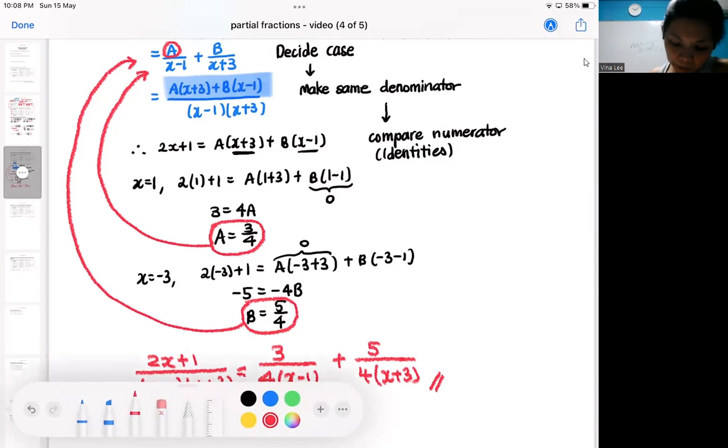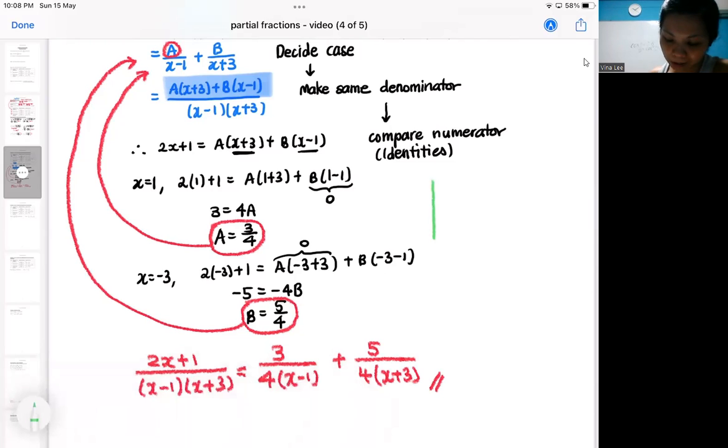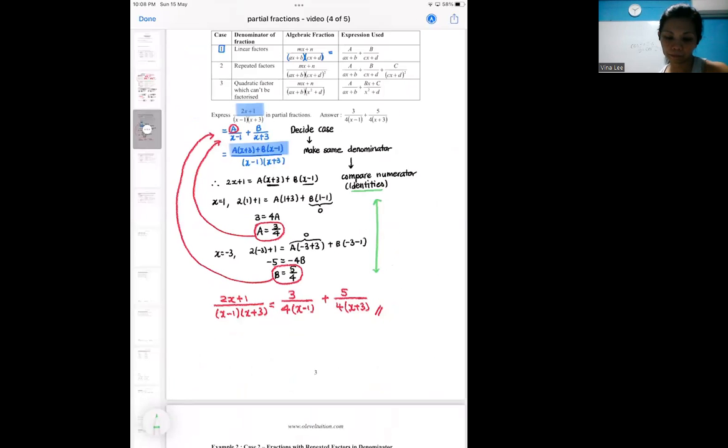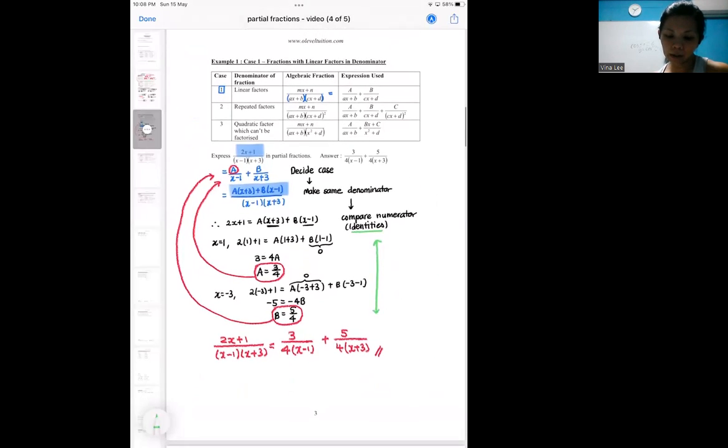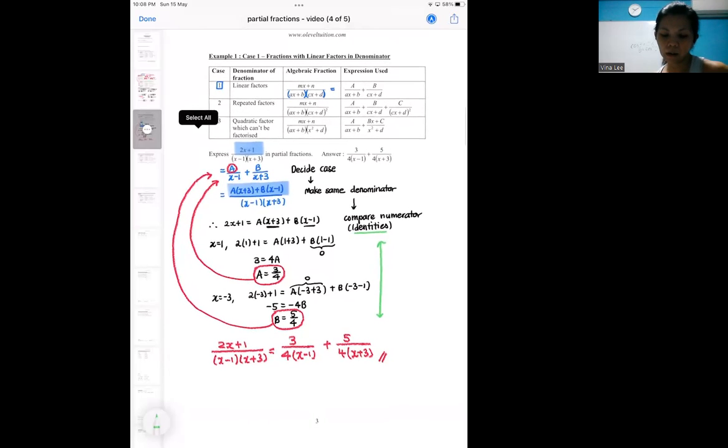So at the stage of comparing the numerator, it is all about your identities. This will be the standard procedure. You decide the case, you make the same denominator, then you compare the numerator. So that's the end of case 1.